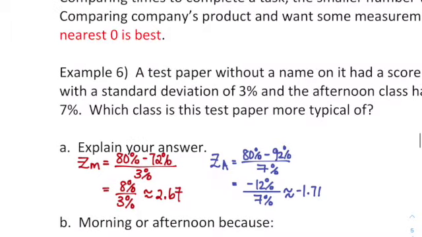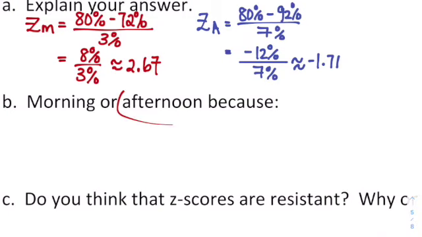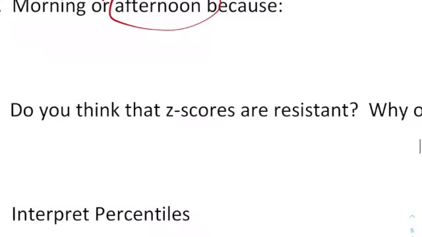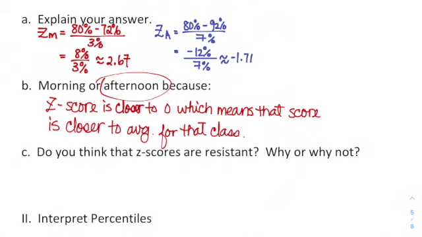Well, I will probably go with the afternoon because it's closer to the mean. So the paper will probably belong to the afternoon class because it's fewer standard deviations away. B, morning or afternoon? It's definitely afternoon because we have a z-score closer to 0. Even though it's negative 1.71, it's still closer distance-wise. So B: the z-score is closer to 0, which means the score is closer to the average for that class.